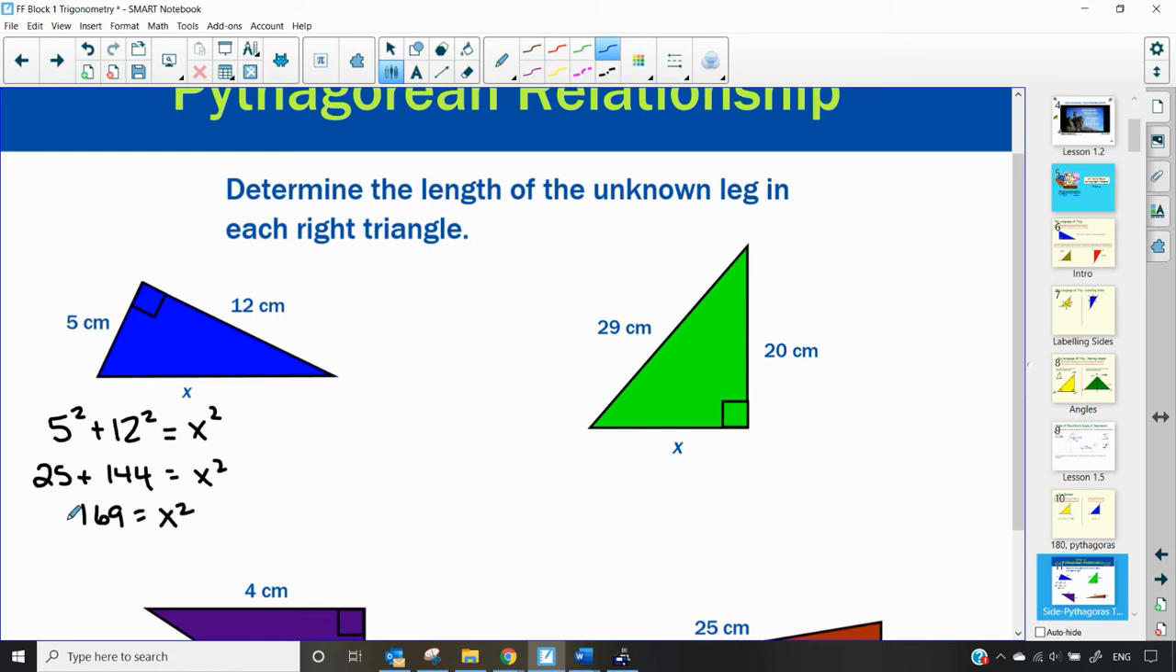And then my next step would be to square root. And I have 13 equals x. In other words, x equals 13 centimeters. And so this is completely valid to do. This is how you would have learned to do it in junior high. I'm going to show you a little bit of a shortcut.